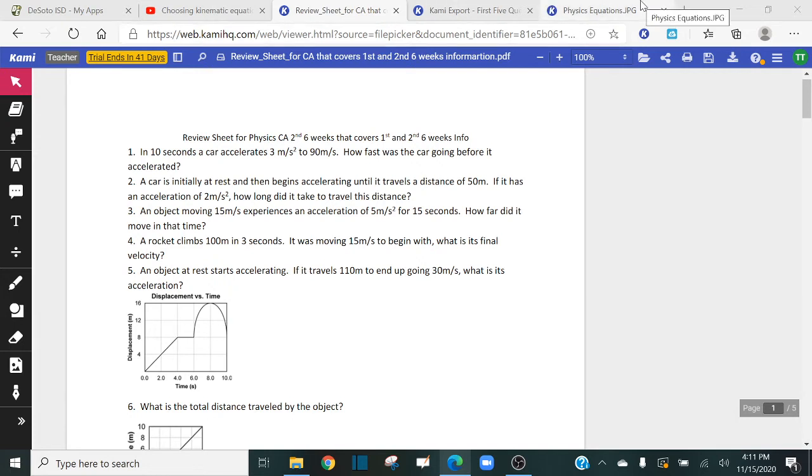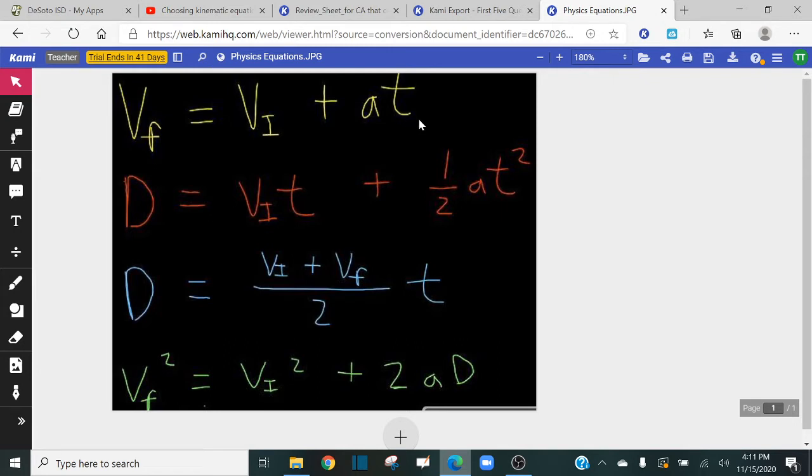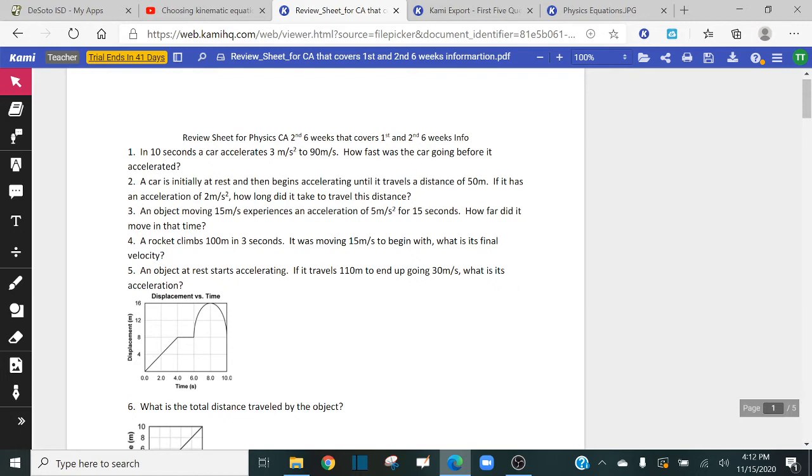Now, remember in class, I told you guys that there are 4 major kinematic equations in physics, and you're going to use one of these 4 kinematic equations to work out your particular word problem, whichever one it is that you're working on the test. So what I want to do, I want to show you guys how to use these four equations as we work through these 5 problems here.